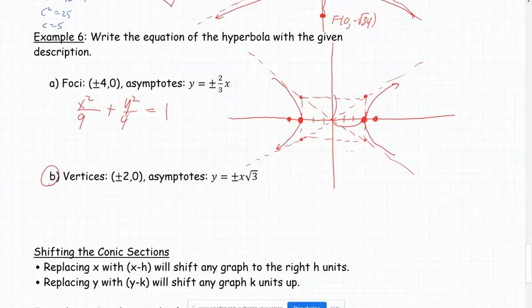Okay, go ahead and try B. Pause your video. Sketch this out, and then see if you can write the equation.